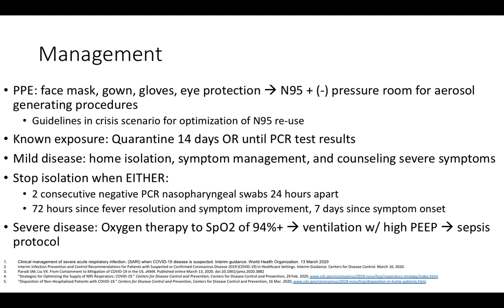The recommendations for when to stop isolation are when you get 2 consecutive negative PCR nasopharyngeal swabs 24 hours apart, or you have had 72 hours since the resolution of your fever and symptom improvement, as well as 7 days since the onset of your symptoms. In terms of management for severe disease, we look at oxygen therapy with a goal oxygen saturation of 94%. We also use ventilation with high PEEP if this doesn't work. And if someone's presenting with sepsis or septic shock, we would administer the sepsis protocol.